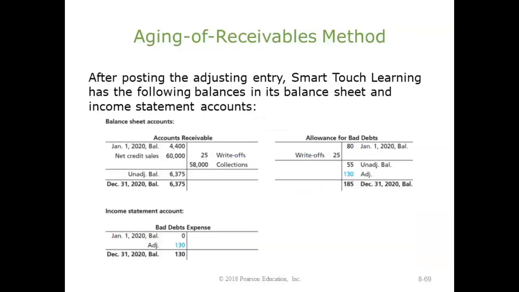So again, as you can see with the balances out there, since my allowance for doubtful accounts should have a credit balance of 185 at the end of the period, we need to adjust the allowance for bad debts by 130, and then we also need to make a debit to bad debt expense for 130 also.